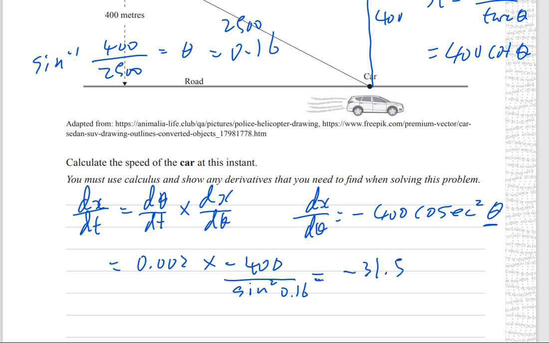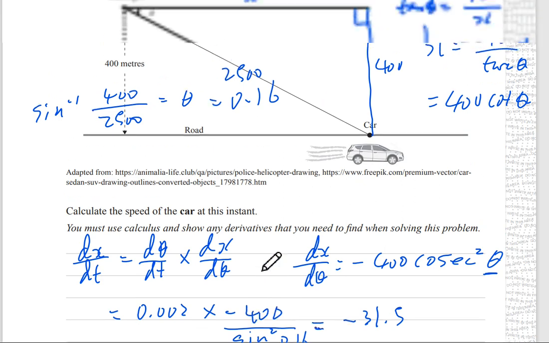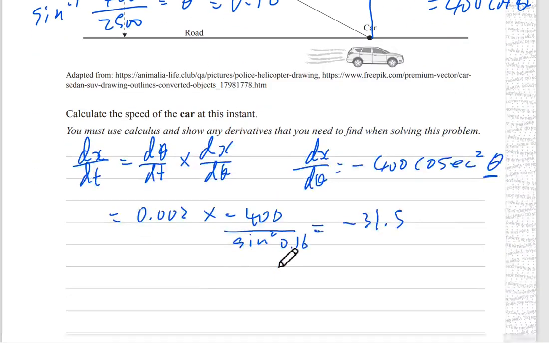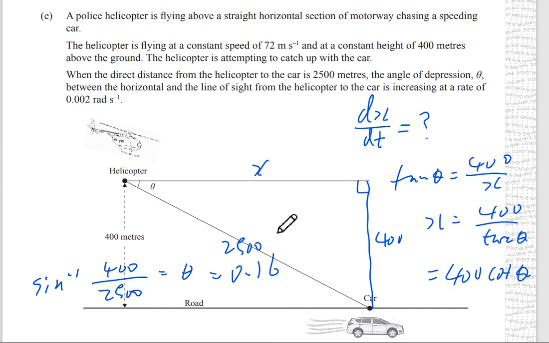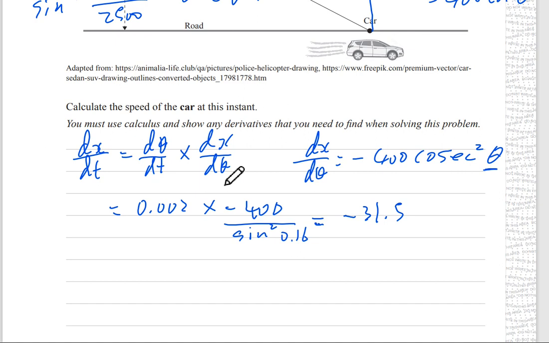Now, do you remember this speed is relative to the helicopter? Helicopter speed is 72, right? Hence, we have to add them. So 72 take away 31.5 gives me 40.5. This is meters per second, right?